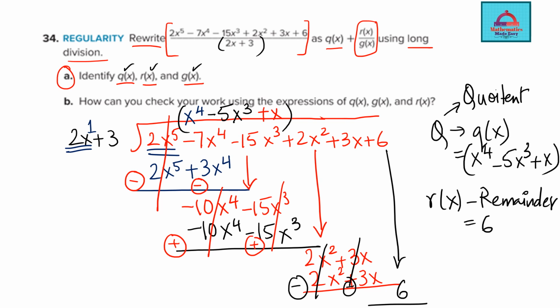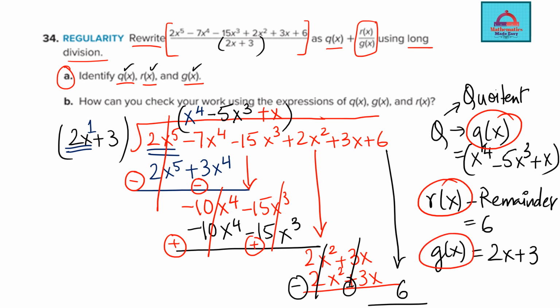And then you also need your gx. Gx value is the one with which you are dividing. So gx was 2x plus 3. So yes, that completes our answer. We had to identify qx, rx, and gx in the first part. We've done that. And the second part I will quickly explain to you, otherwise the video is becoming very long.